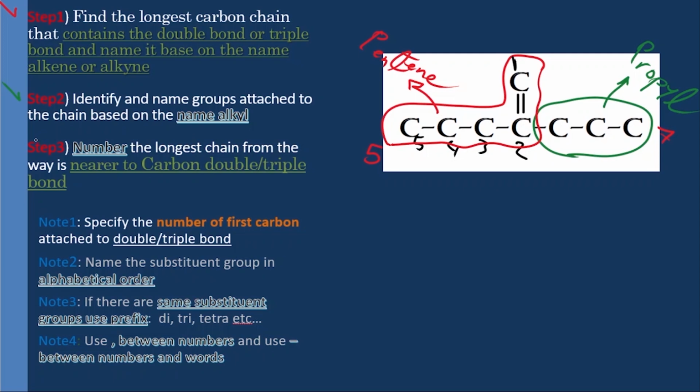Now it's time to name our structure. You know that we have to start naming with the substituent group. We have the propyl that is attached to carbon number 2 in our main chain, so we write 2-propyl, again dash. As note number 1, we have to write the number of the first carbon attached to the double bond, which here is 1. So we write 1, dash, the name of our main chain. So the name of this structure is built.